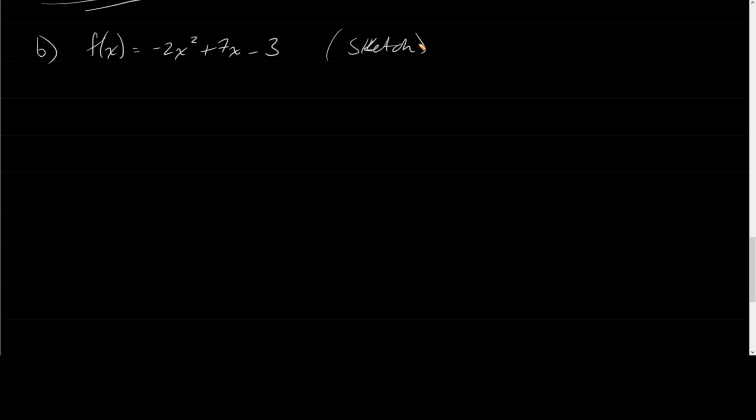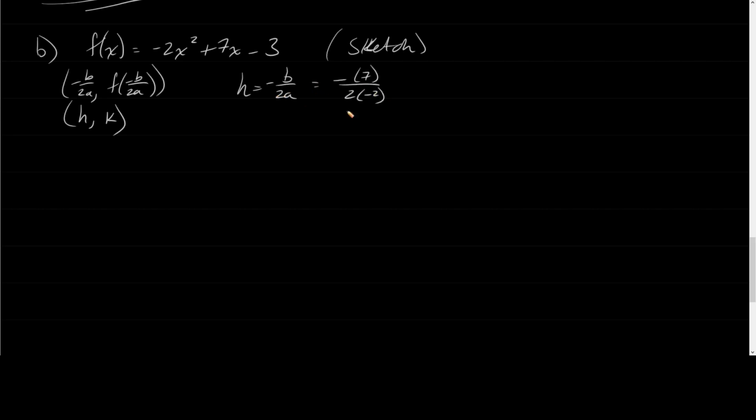All right, well, we know that we can complete the square, right? We know how to complete the square, but we just found out some other stuff. We found out that the vertex could also be written as negative b over 2a, comma, f of negative b over 2a, and that this was the same as saying h, comma k. So let's figure out what h is. H being equal to negative b over 2a, in this case would be the negative of 7 over 2 times negative 2, which gives us a positive 7/4.